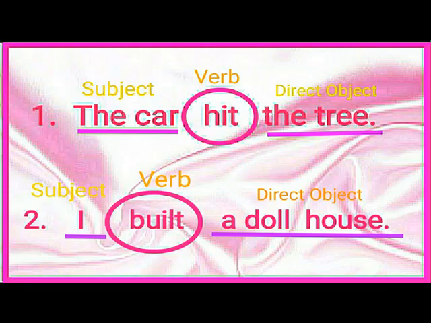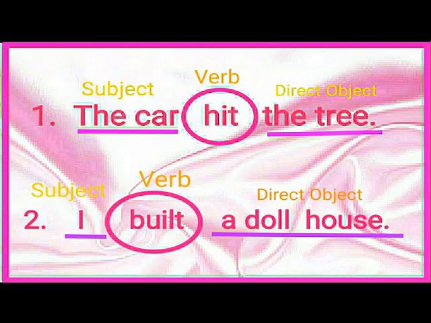Now see, the car hit what? And the answer is the tree. The car hit the tree, so the tree here is a direct object. Here the subject, the car, has used the transitive verb and performed the action on the tree, the object, which is your concrete material noun.